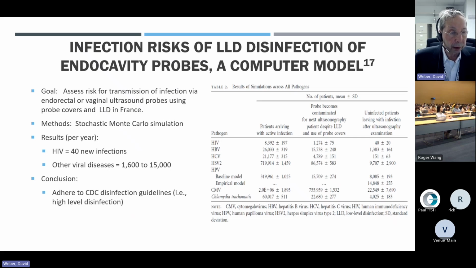The conclusion was to adhere to many guidelines, including those from the U.S. Centers for Disease Control and Prevention, i.e. high-level disinfection of all endocavity probes. And you can see here the actual pathogens that are transmitted, particularly concerning for HSV2. And of course, for HPV, depending on the model, 8,000 to 14,000 infections, but other viruses such as CMV and other bacteria such as Chlamydia trachomatis are also transmitted between patients. So again, an enormous burden on the population in a country the size of France.